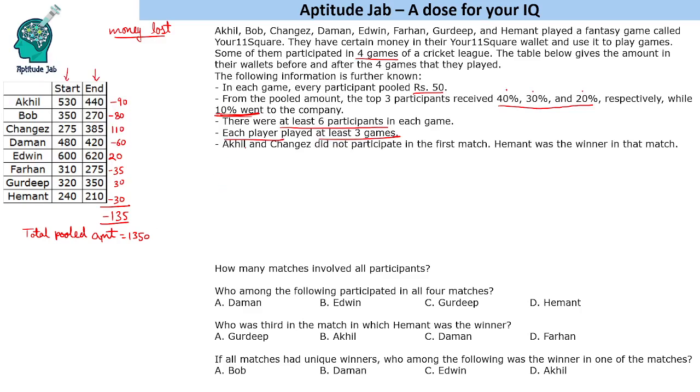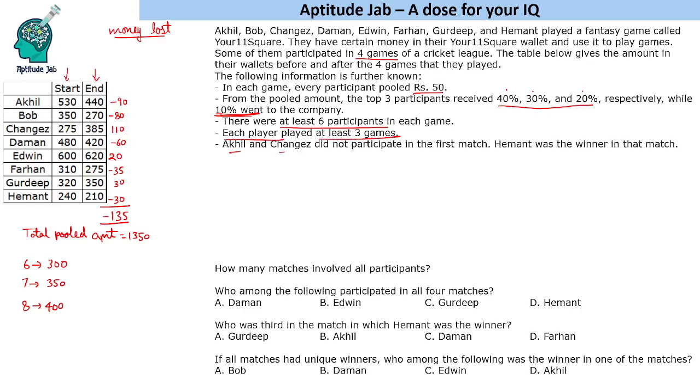Okay. Now, it is mentioned that Akhil and Changes did not participate in the first match. So there are 6 people, minimum 6 people. So there were 6 people in that match. If there are 6 people, the pooled amount will be 300. If there are 7 people, the pooled amount will be 350. If there are 8 people, the pooled amount will be 400.